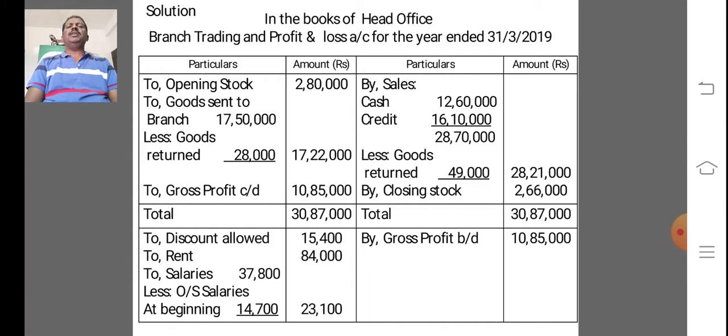Debit the rent 84,000. To salaries 37,800, some adjustment is given less. Outstanding salary at the beginning 14,700. The remaining balance is 23,100.